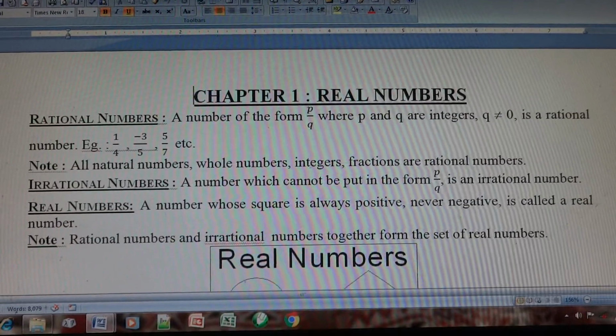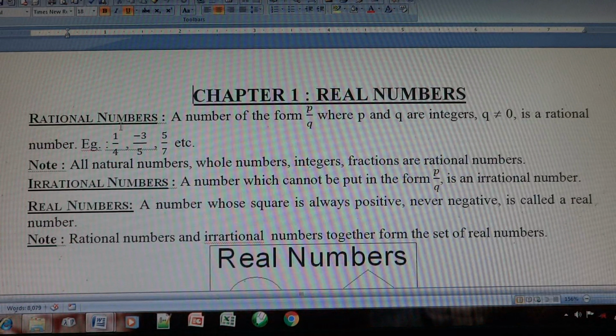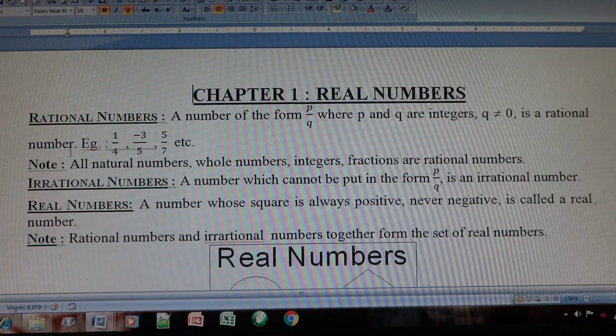Hello guys, we are going to start chapter 1, real numbers. First we just give a good look to the previous number systems.